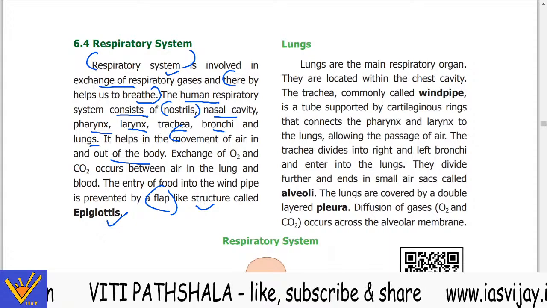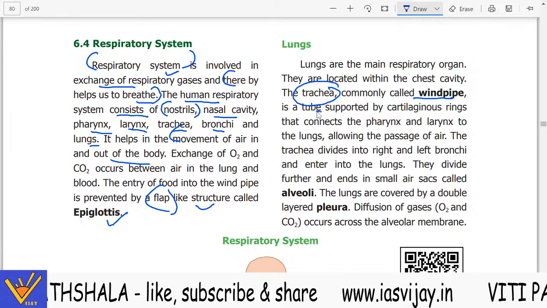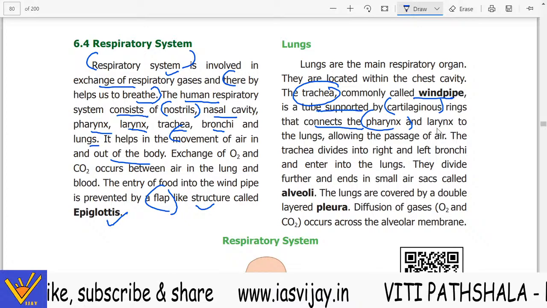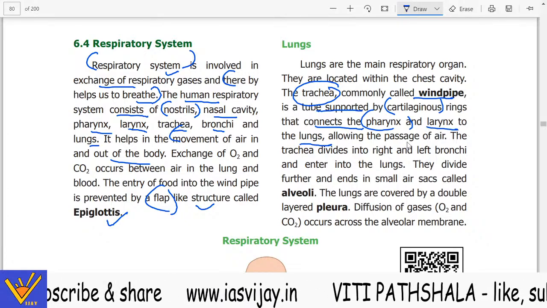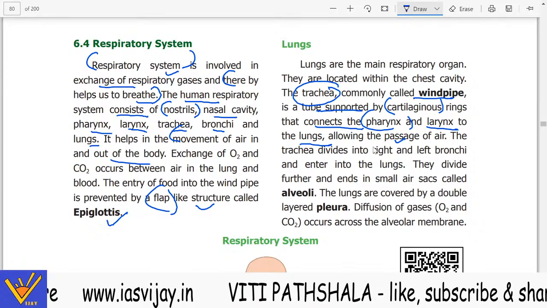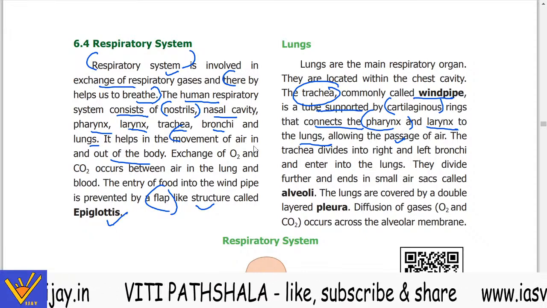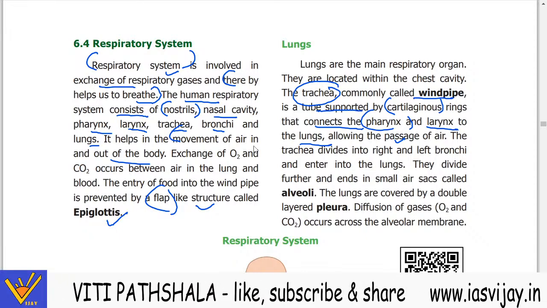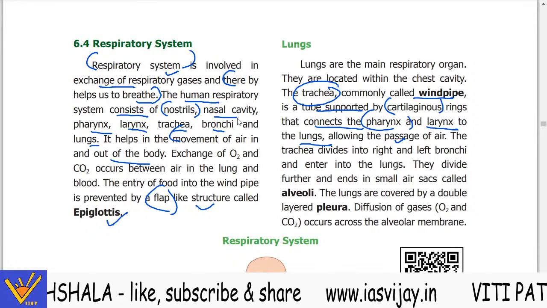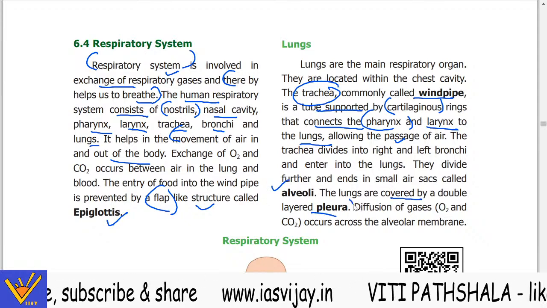The trachea, commonly called the windpipe, is the tube supported by the cartilaginous rings that connects the pharynx and the larynx to the lungs, allowing the passage of the air. The trachea divides into the right and the left bronchi and enters into the lungs. They divide further and end into the small air sacs called the alveoli. The lungs are covered by the double layered pleura.